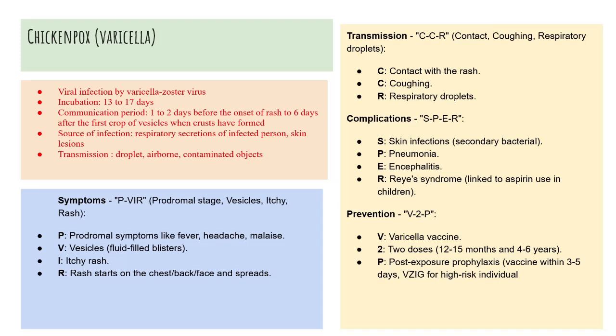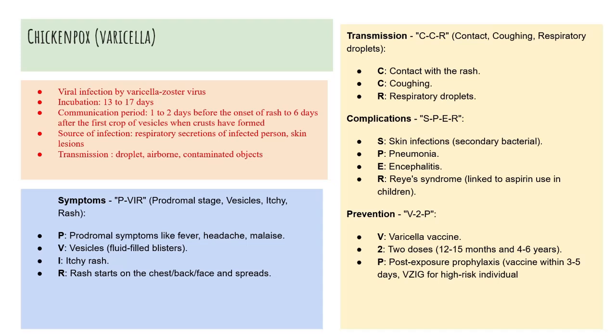So symptoms you can remember from PVR. P is the prodromal stage, which is the flu-like stage: fever, headache, malaise. Then the next stage is vesicles. They will have fluid-filled blisters appearing on their body. Next, an itchy rash will be there, and the rash starts on the cheek, chest, back and face, and then spreads. So from the thoracic area, then the front, back, and then face, and then spreads to other body parts.